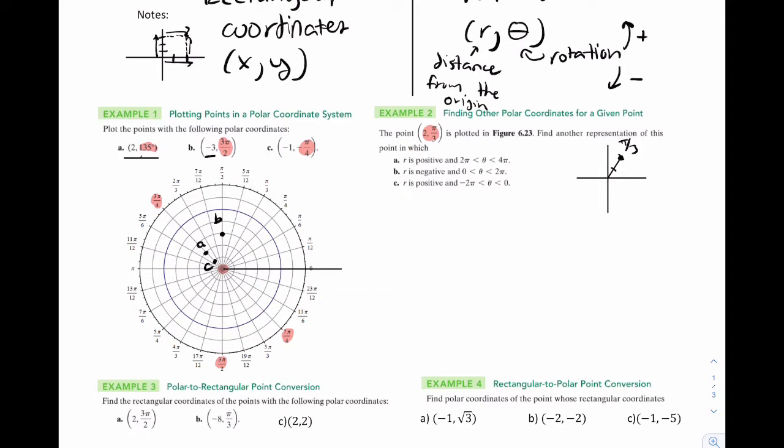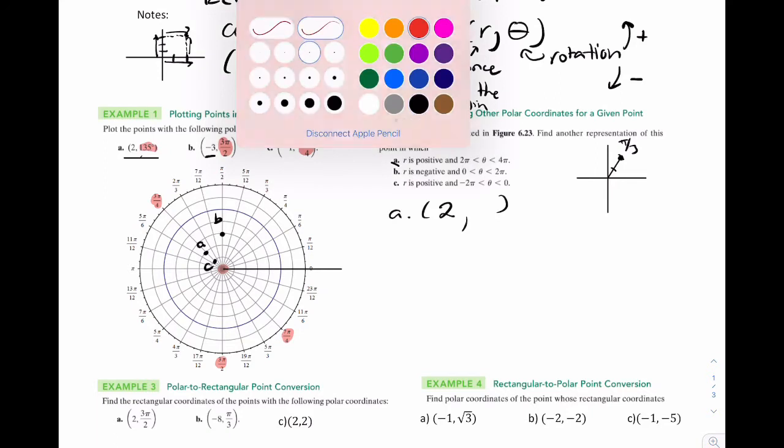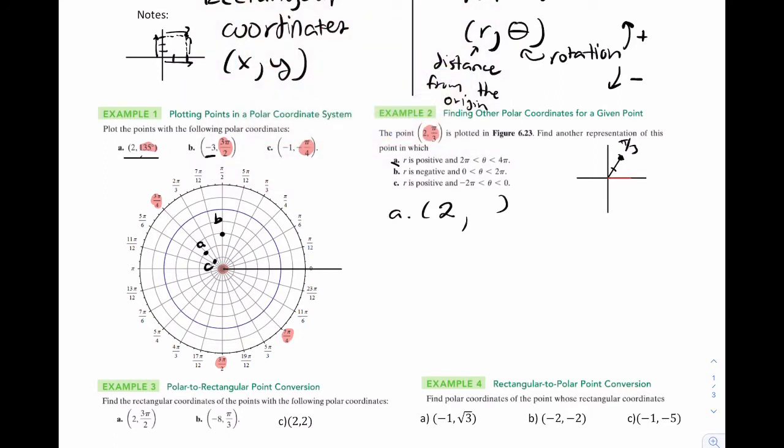Now it says r is positive for A, so what we're going to do is we're going to rewrite the point. So if r is positive, that means keep r at 2. But then it says the theta must be between 2 pi and 4 pi. So again, if you imagine this line of 2, I'll put that as my red line, that means like you rotate once and rotate again to land at that same line. Which means all we have to do is simply take pi over 3 and add 2 pi to it. We do that and we get 7 pi over 3.